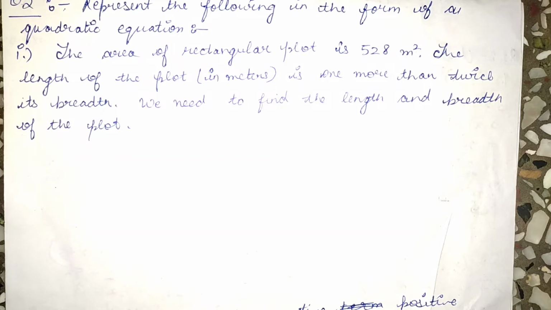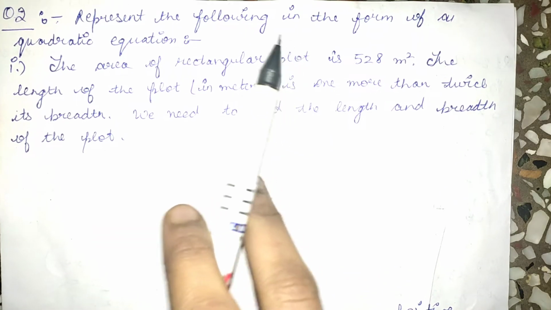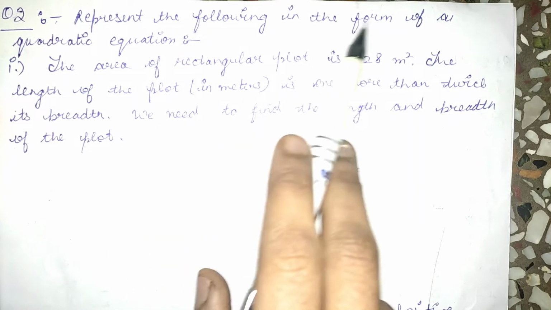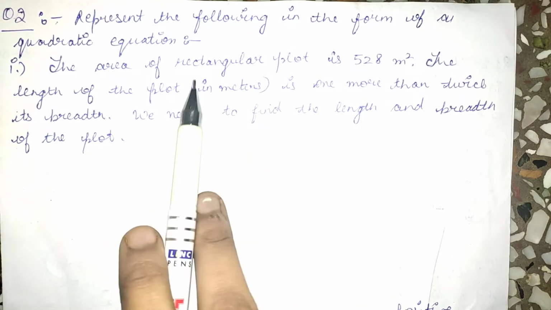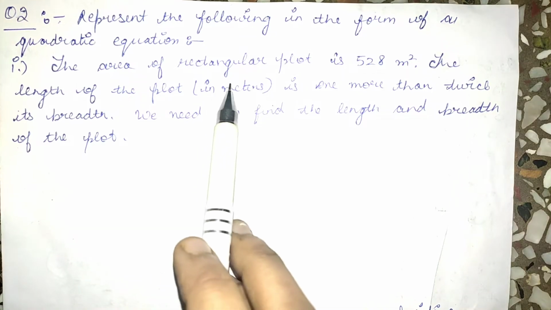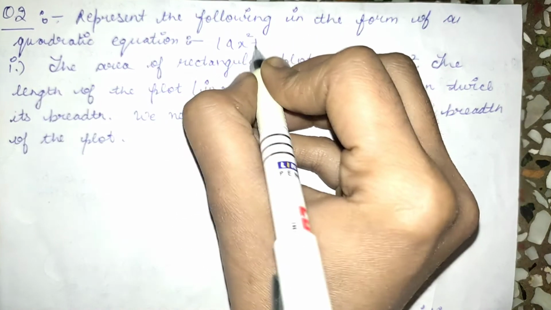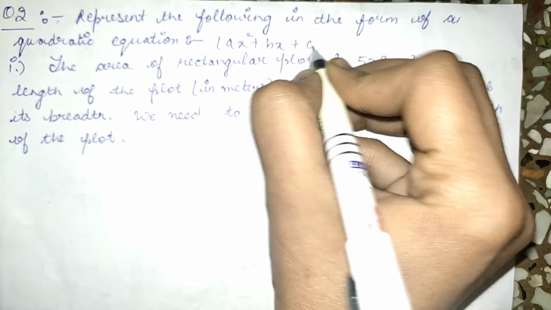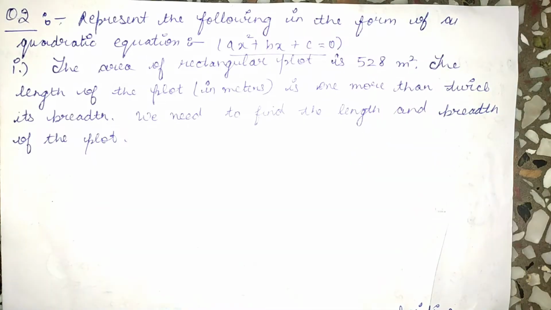So let's start solving the second question of exercise 4.1 of class 10th. Represent the following in the form of a quadratic equation. Now we have to represent these equations in the form of a quadratic equation, right? So a quadratic equation is what? ax square plus bx plus c is equal to 0. In this form we have to represent these equations, right?